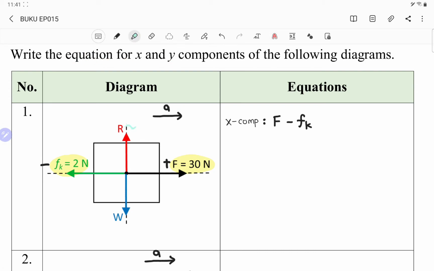Then along Y component, we have R and W. So common practice, ke atas positif, ke bawah negatif. So R is positive, W is negative. Okay, so R minus W. Itu ada equation according to axis.